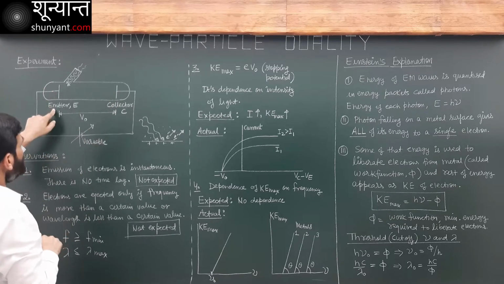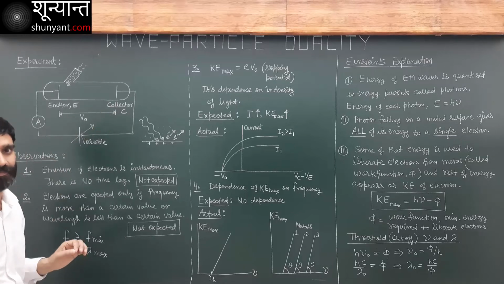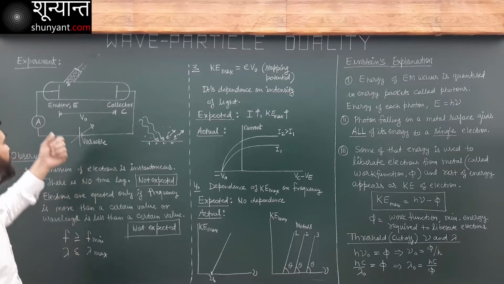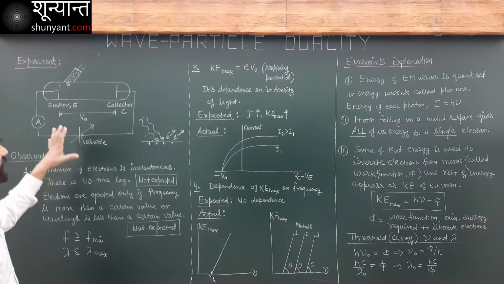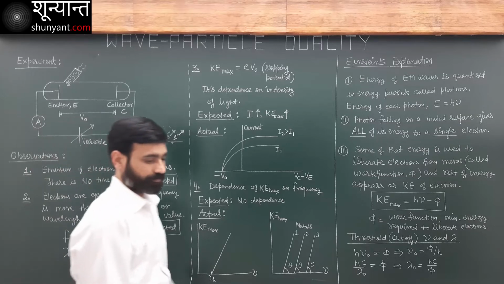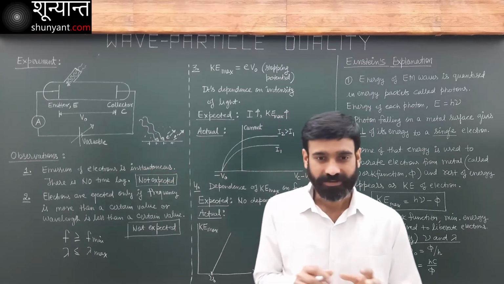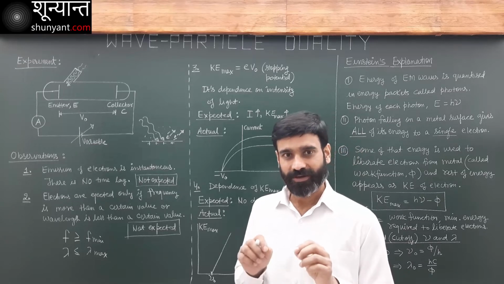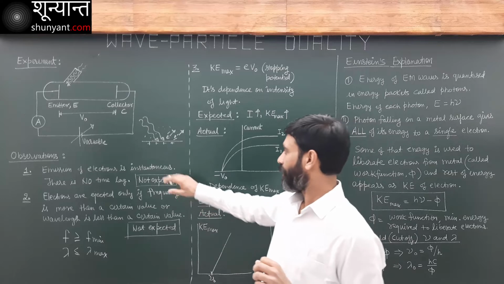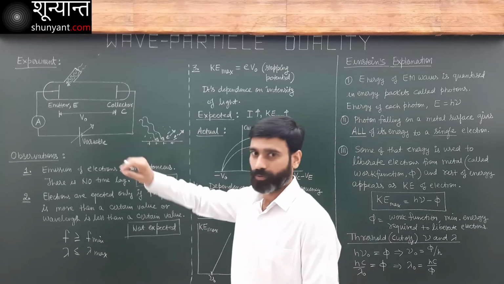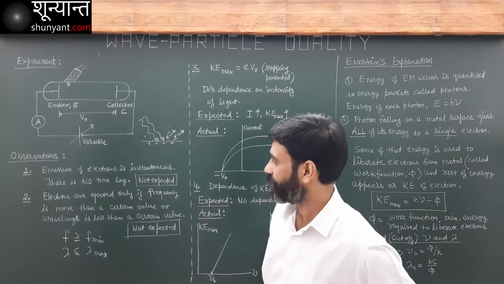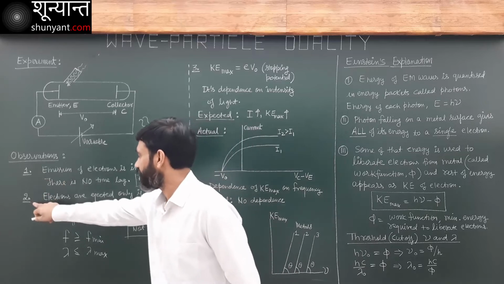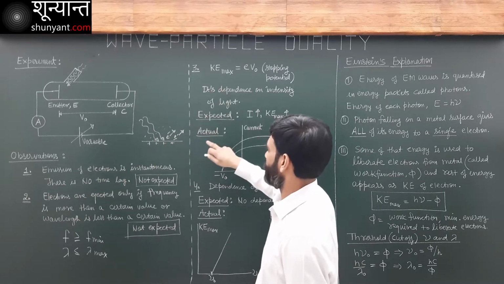This is known as the emitter. This is known as the collector. It collects the electrons. So this experiment is carried out, and certain observations are made. Let's look at those observations. We have four important observations: first, second, third, and fourth.